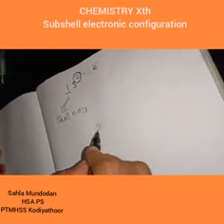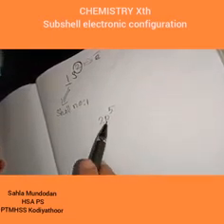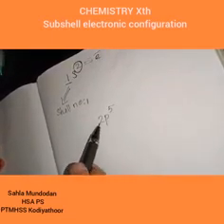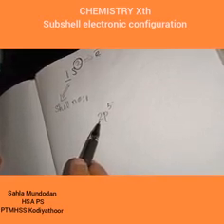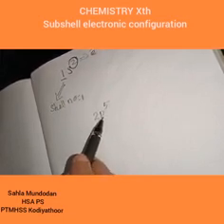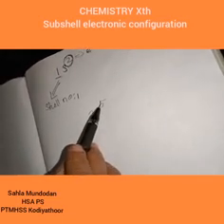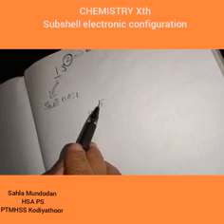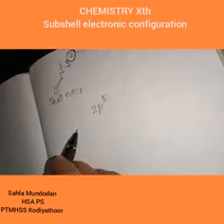What is meant by 2p5? 2p5 means, here 2 means shell number, that is second shell. P means the P subshell of second shell. This consists of 5 electrons. Then I stop this topic, subshell electronic configuration.